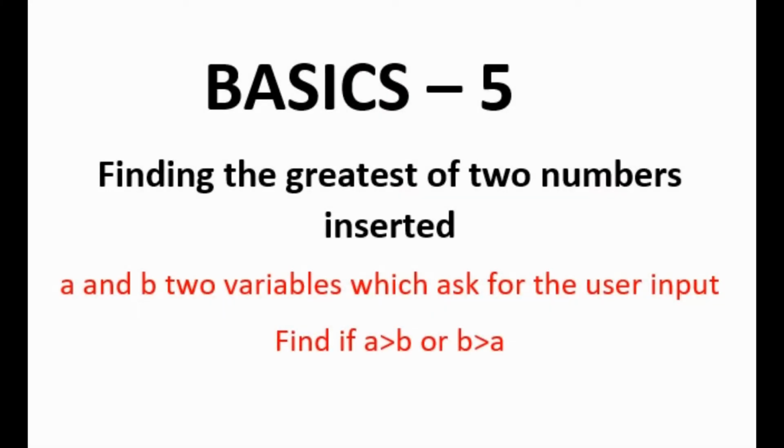This is the fifth video on the Python basic exercise, where we will be finding the greatest of the two numbers inserted. Let's say we have two variables a and b. Now, which is the greater? It's a or b. So first of all, we will ask a value from the user for both a and b, and then finally, we will code to find the greatest between these two numbers.